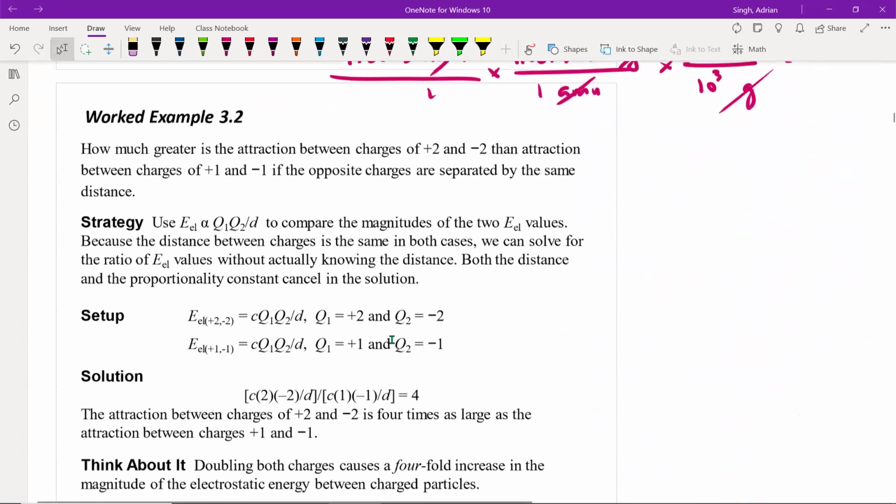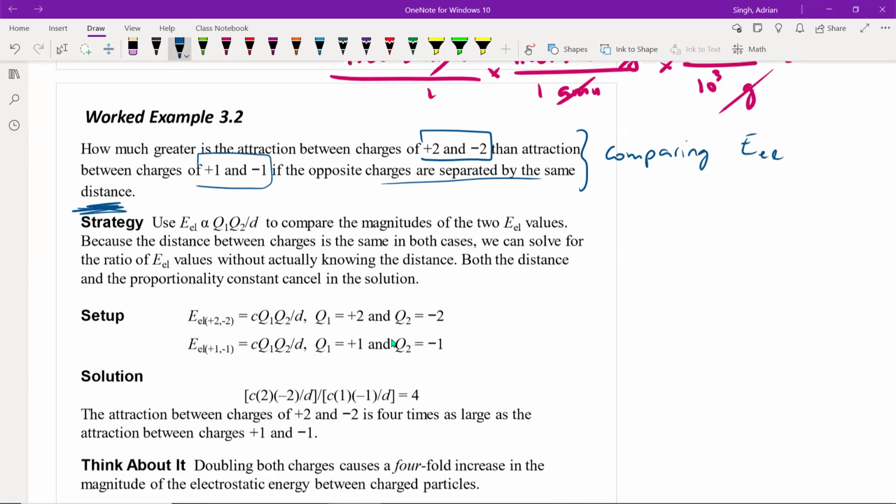If we take a look at the other calculation, determining the amount of electrostatic potential energy, let's read through the question. How much greater is the attraction between charges of +2 and -2 than attraction between charges of +1 and -1 if the opposite charges are separated by the same distance? So now we're comparing. In this question, we're going to be comparing the electrostatic potential energies between two situations.